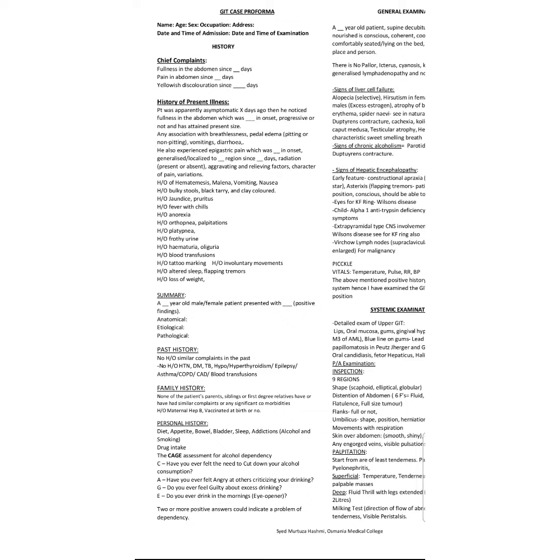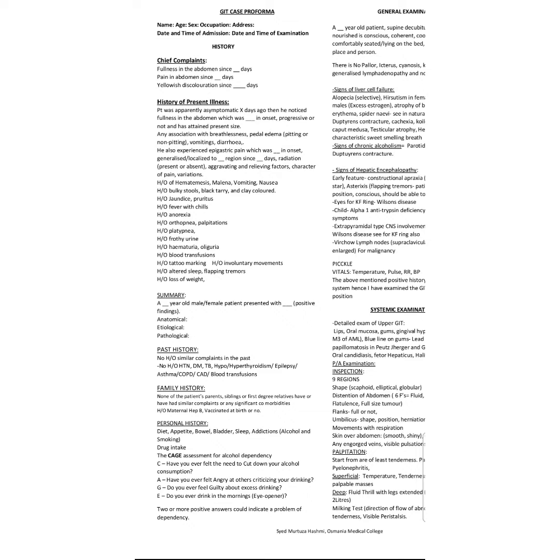History of any involuntary movements will indicate Wilson's disease. Wilson's disease and hemochromatosis are familial, and also the ammonia will concentrate more in the brain, so there will be involuntary movements if there is Wilson's disease or hemochromatosis. So you need to rule out any history of involuntary movements. Any history of altered sleep, flapping tremors will point towards hepatic encephalopathy. History of altered sleep will be the primary symptom in hepatic encephalopathy, and any history of weight loss will rule out malignancy. So you need to rule out all this.